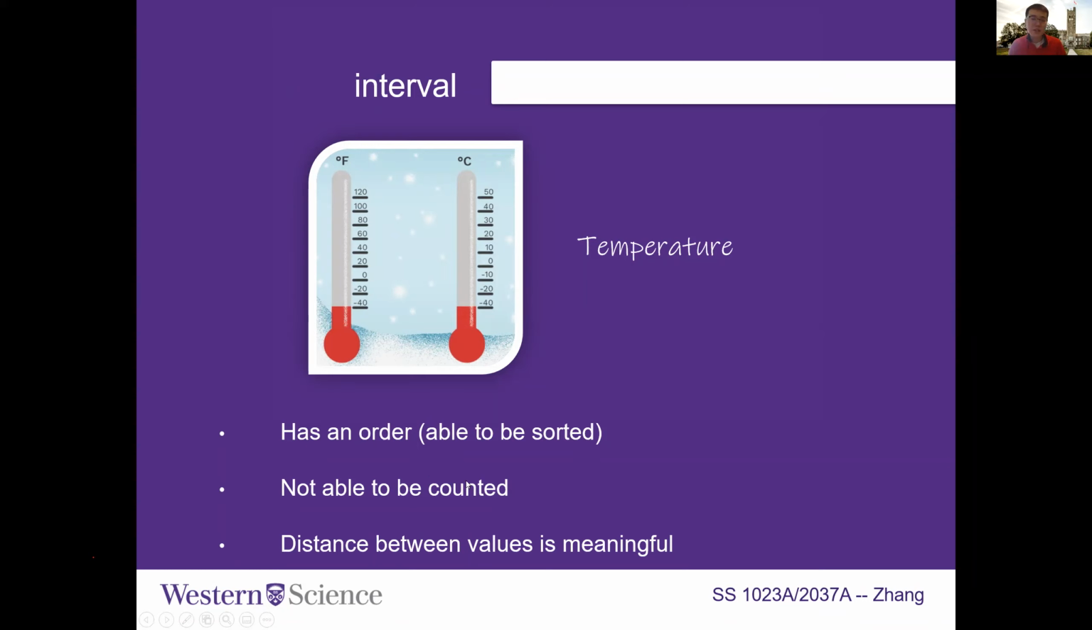Interval data also has a very nice property: the distance between those values is meaningful. For example, say London right now is 0 degrees and Toronto is 10 degrees. If we take the difference, is that meaningful? Yes, because we could say Toronto is 10 degrees hotter than London. So they can be directly compared.